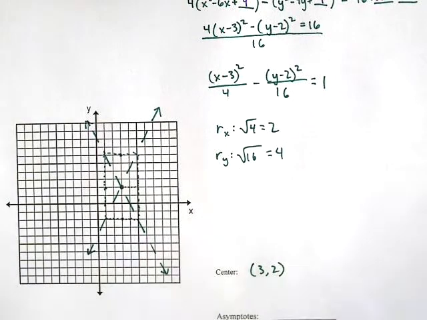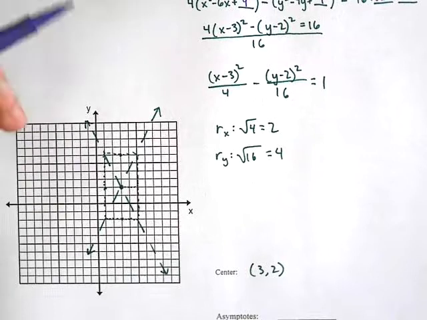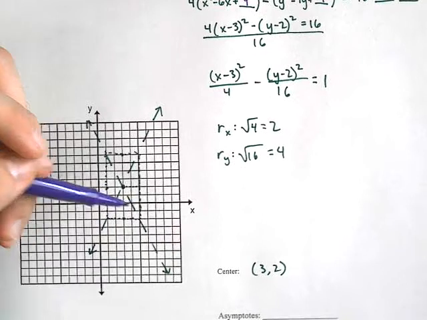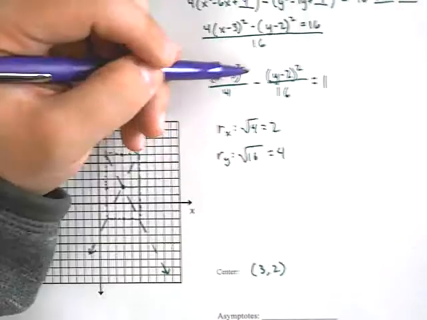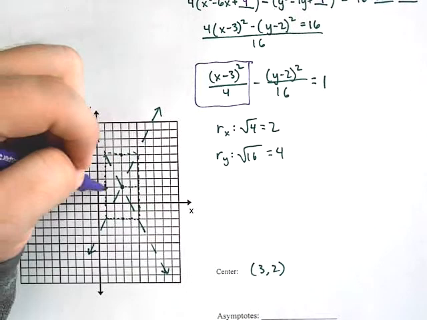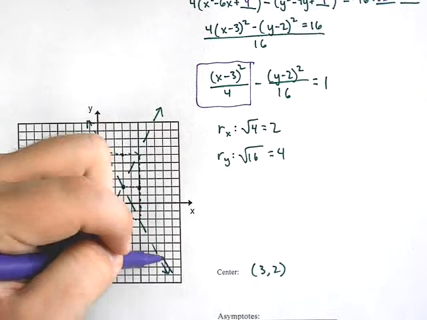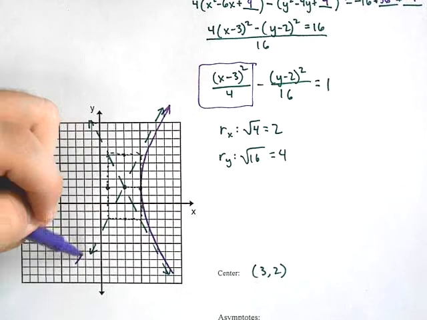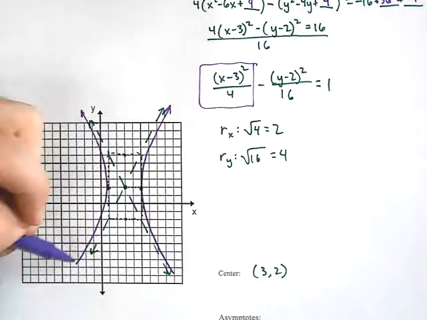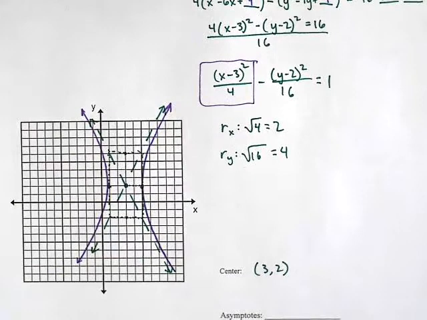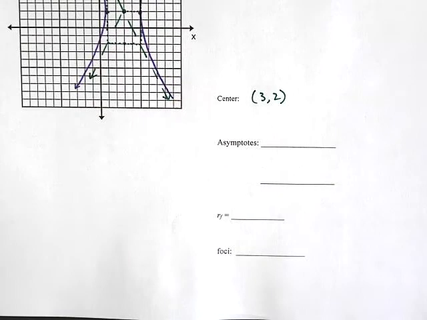A couple of other things though, real quick. Please remember, how do I decide whether I go up, down, or left, right? And hopefully you remember it is the transverse axis. This determines the transverse, the first piece. So because x comes first, I know that I have to put vertices here, and I need to sketch in the hyperbola like that. Alright, so that's pretty important. Just in case we ask you some questions about asymptotes and focal radius and foci, we should talk about that.